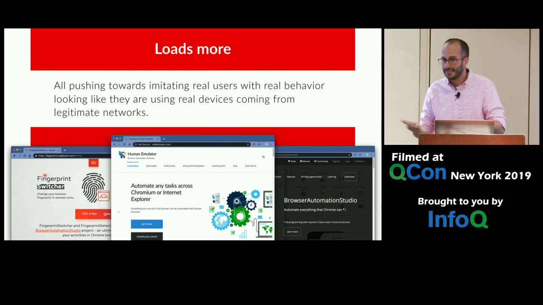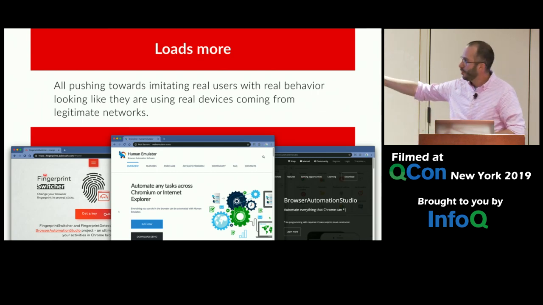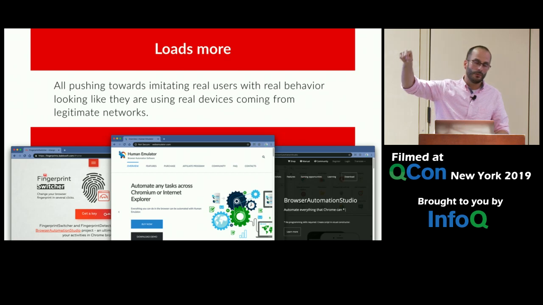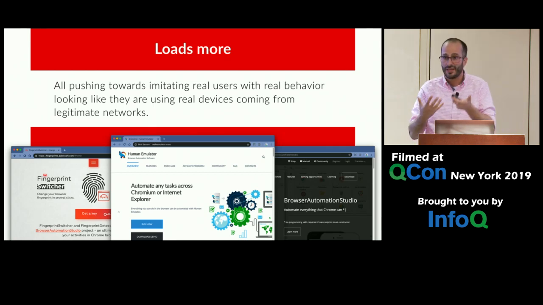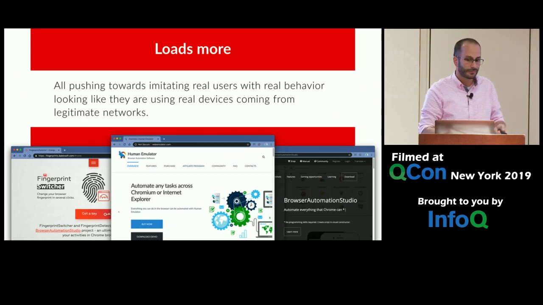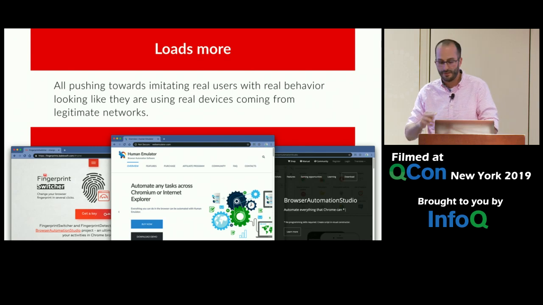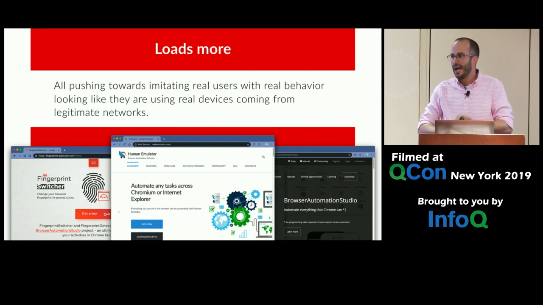So rather than randomizing that yourself, just get somebody else's iOS fingerprint. There's the human emulator in the middle, which specializes in making traffic look like it is being manipulated by a human. All of these tools are trying to drive closer and closer to imitating real human behavior: from their demographics, from their traffic origins, from their behavior, from the clients they're using, everything.